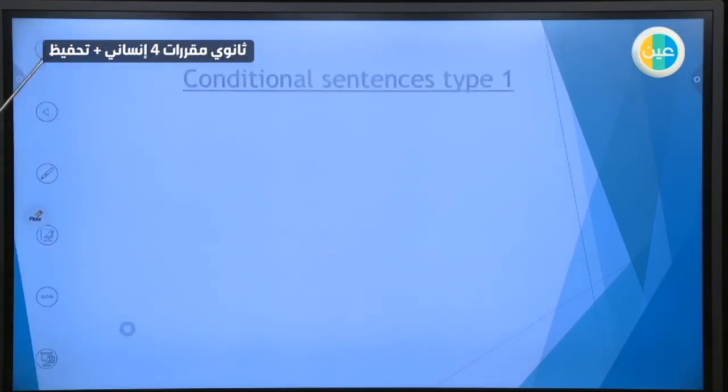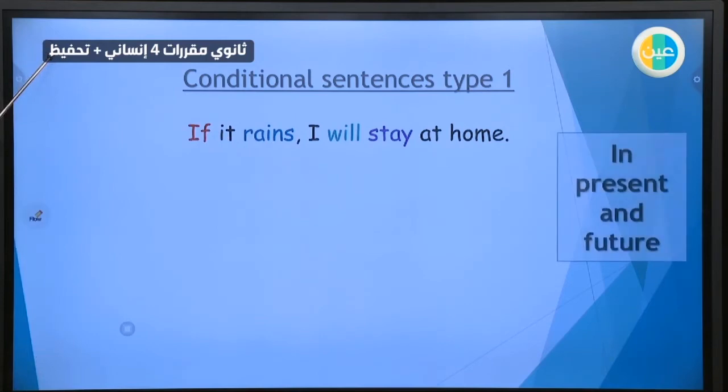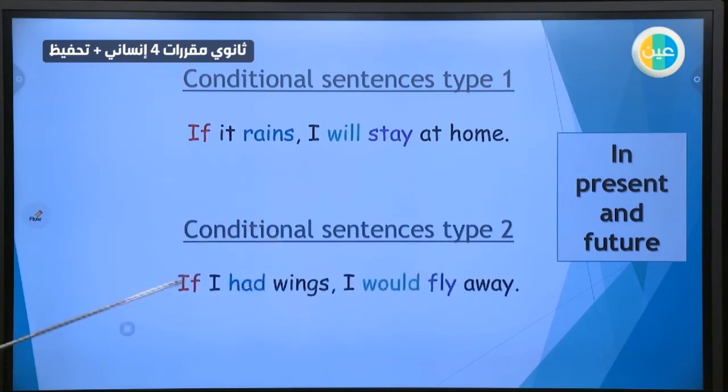What about conditional sentences type 1? Just to take a quick revision about type 1. If it rains, I will stay at home. What about the tenses here? The tenses are present and future. Also with conditional sentences type 2, for example, if I had wings, I would fly away. So with these two types, number 1 and 2, we are talking about present and future. Whereas conditional sentences type 3 is in the past.